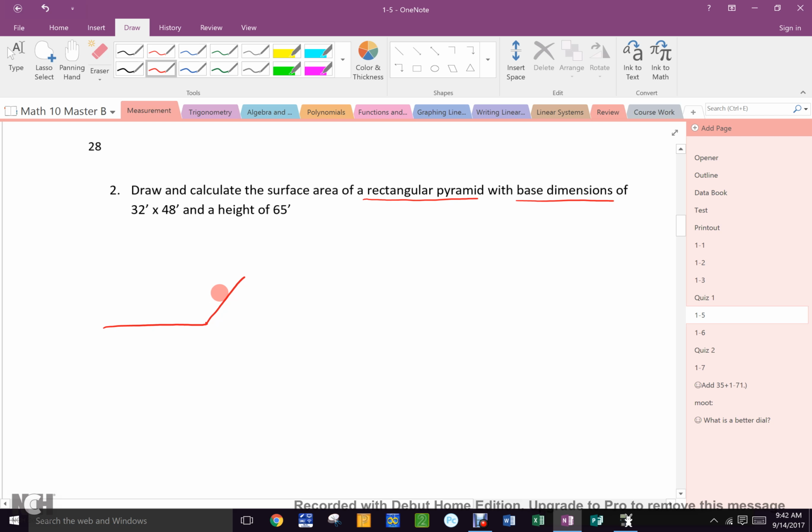how big is that rectangle that's on the bottom? How long is this side? 8, just give me the length of the side first. 32. And that makes that 48, yes? Okay. So that's the bottom, right? What is the rest of this pyramid made up of?